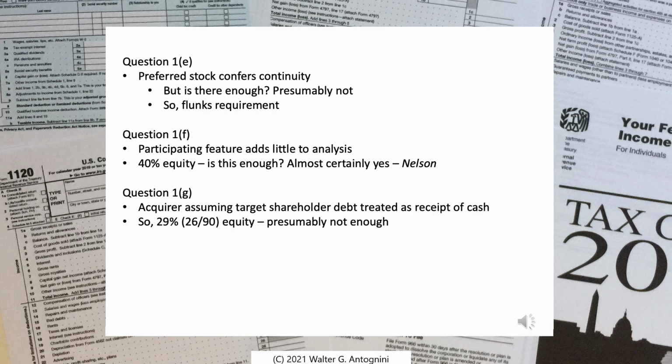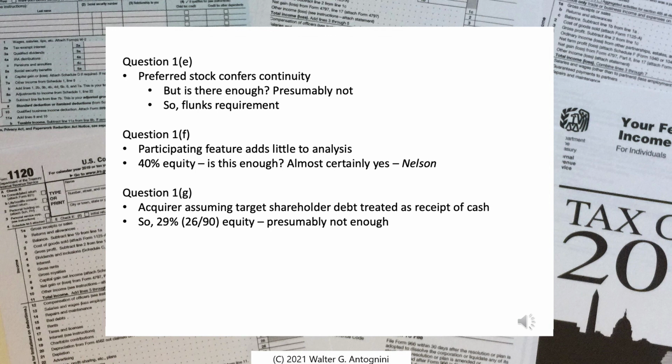In question 1E, A and B each receive preferred stock worth 12, and they each get cash of 38. As previously mentioned, it would appear that the type of equity is not relevant to the issue of continuity, and so non-voting preferred is comparable to voting common for this purpose. One could again question whether this always makes sense, but that does appear to be the state of the law. The question then becomes, is there enough equity? These facts suggest that equity represents 24% of the total consideration received by historic target shareholders. Presumably, this is insufficient, and therefore there is no reorg in 1E.